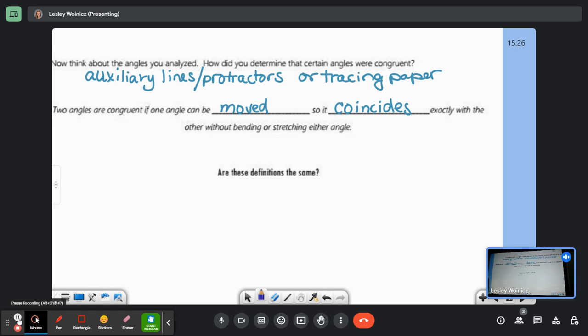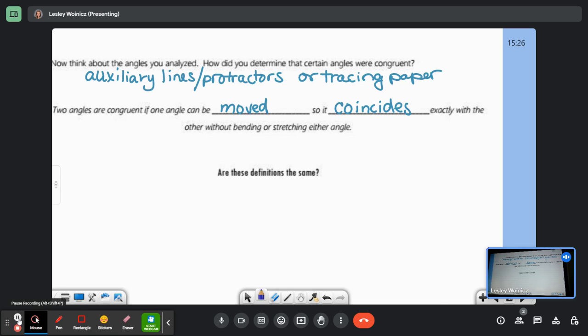Okay, this is very important. I know you're all getting twitchy, but I need everybody's eyes up on my face. Okay? So our two different definitions for congruence are the same. Either the measures are equal, or we can perform a series of transformations, like using tracing paper, to line up the angles or segments exactly with the other segment or angle, right?